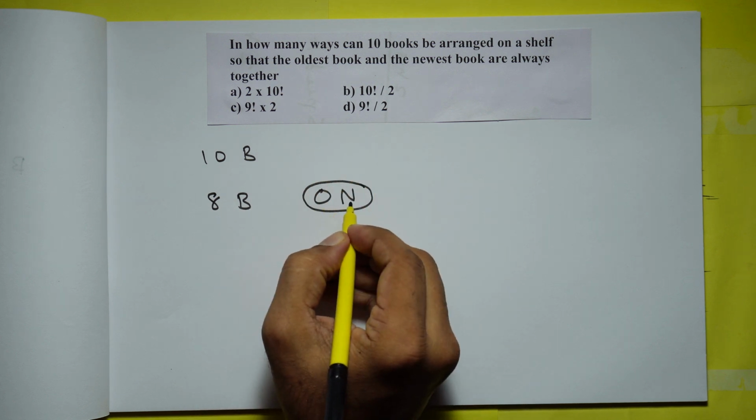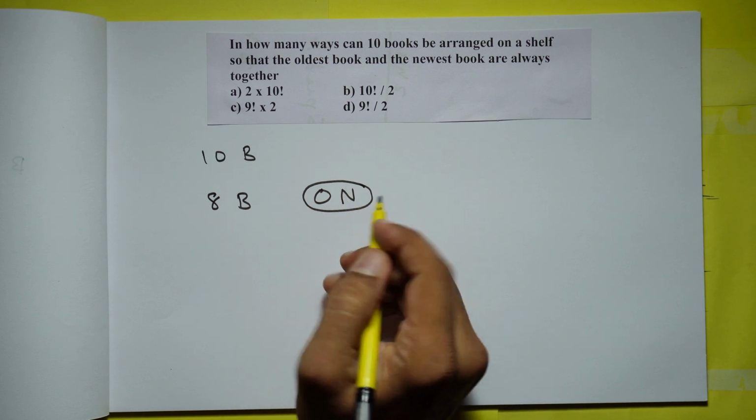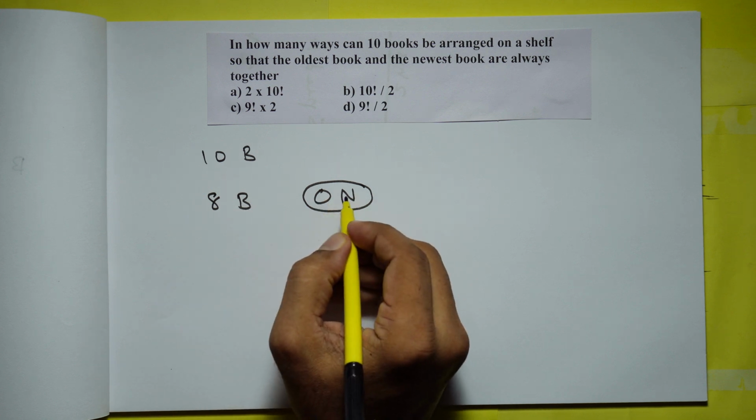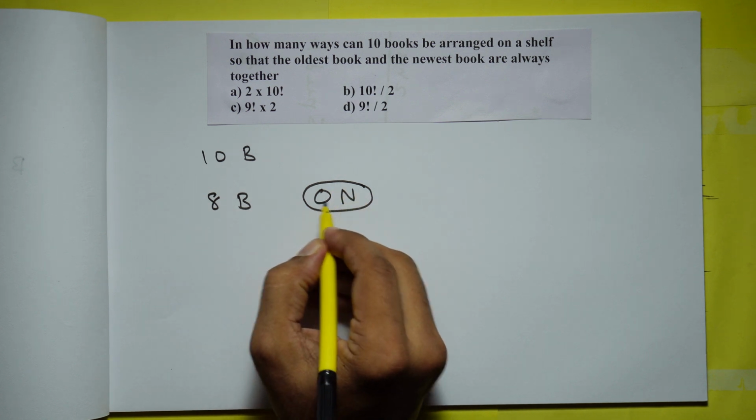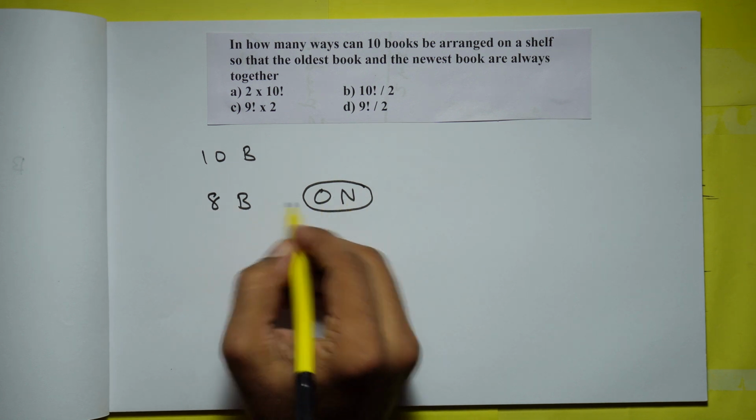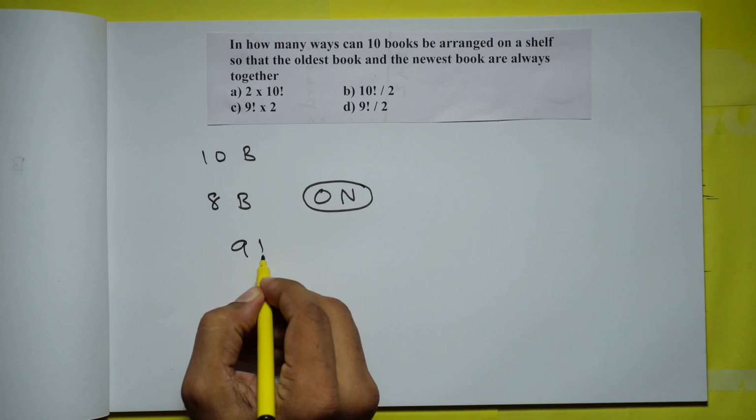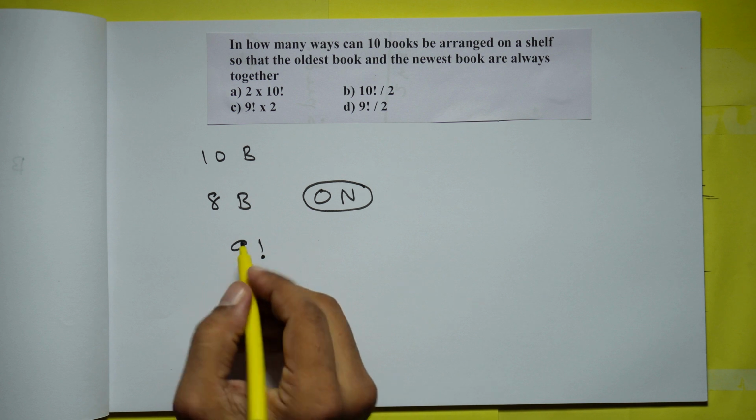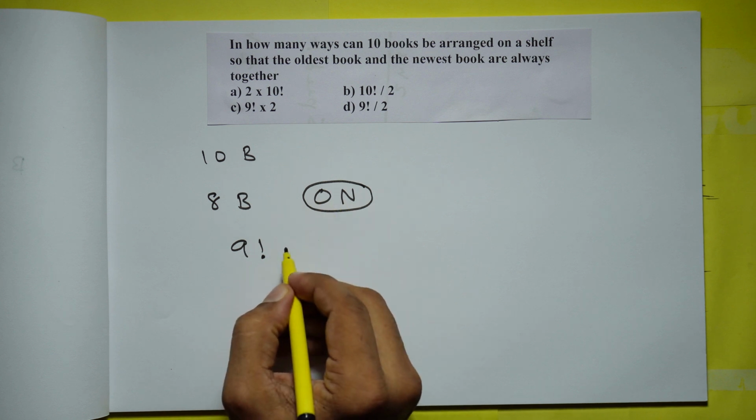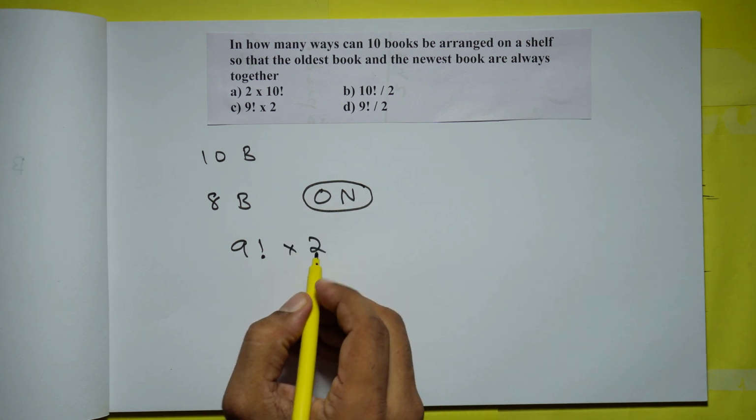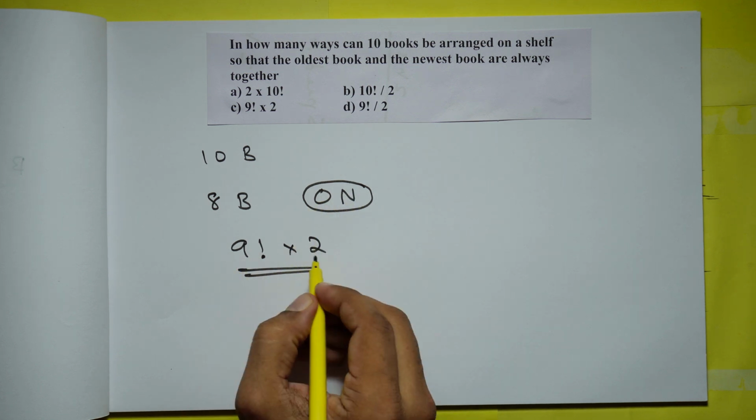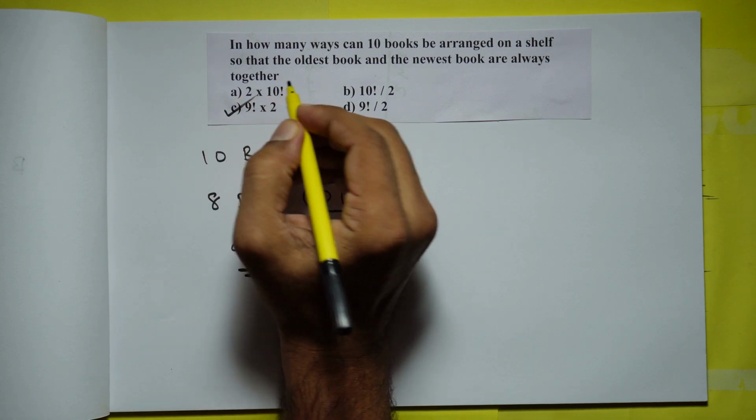Now the oldest book and the newest should be together means bring them together, tie them up and treat it as one book. So these 8 books are there and this is treated as one. Now if you treat this as one, the oldest and the newest will always be together. So 8 books and this one book, so effectively 9 of them. And they can be interchanged among themselves in 9 factorial ways. And in each of these 9 factorial arrangements, O and N can be interchanged among themselves in 2 factorial ways, or in 2 ways. So these are the number of arrangements where the oldest and newest are always together. That is 9 factorial into 2. That is option C.